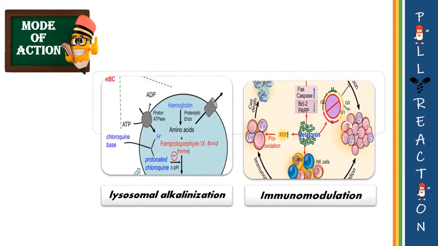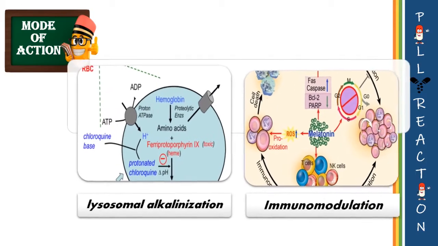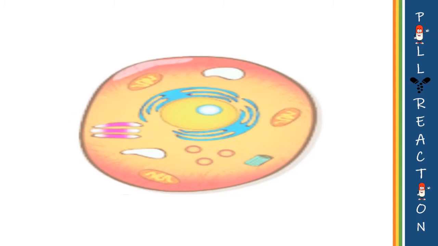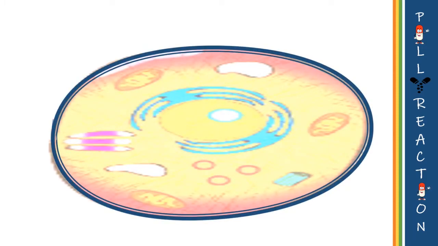Firstly, by alkalization of vacuolar and lysosomal pH that inhibits protozoal food vacuole functioning, endocytosis, lysosomal fusion and function. Secondly, its immunomodulatory effects, which are used in treatment against autoimmune diseases such as rheumatoid arthritis. Now, in this lecture, let's focus on chloroquine's antiviral action on coronavirus, which was used as an emergency use authorization drug.